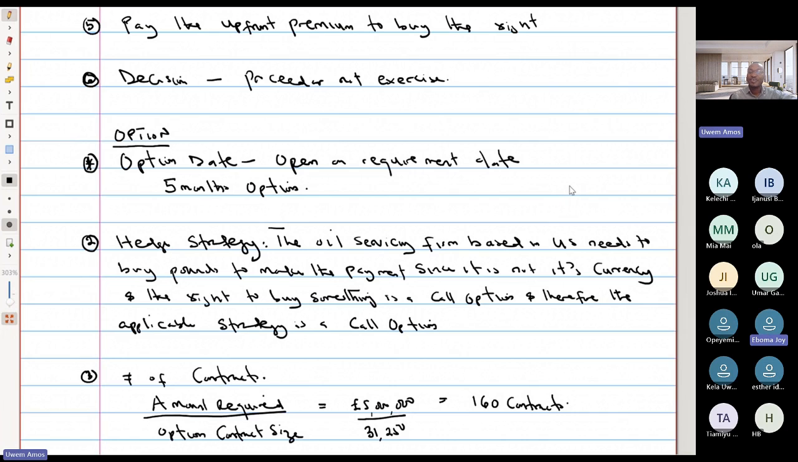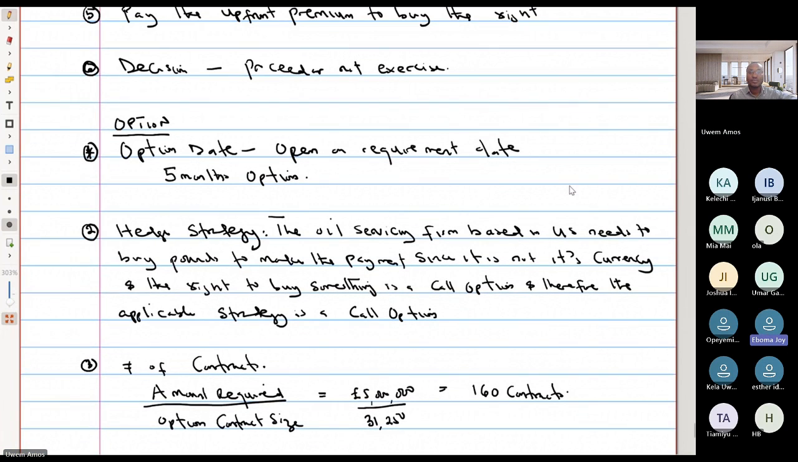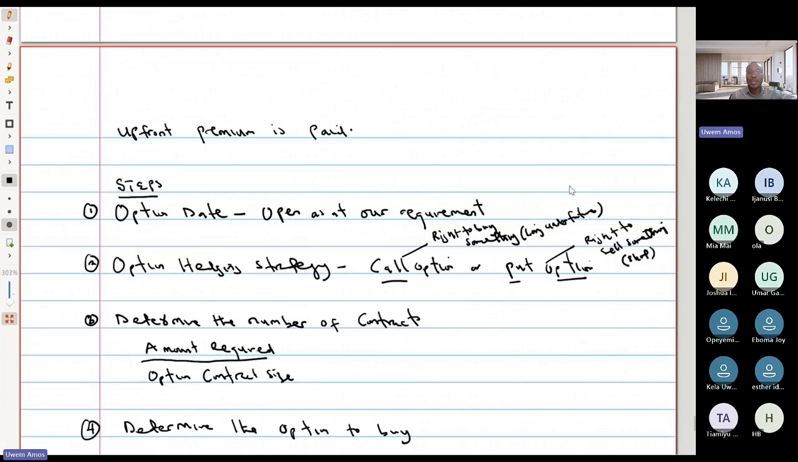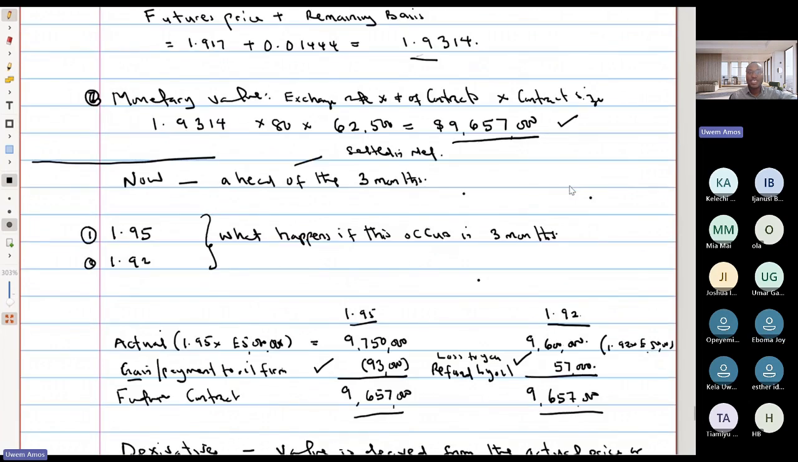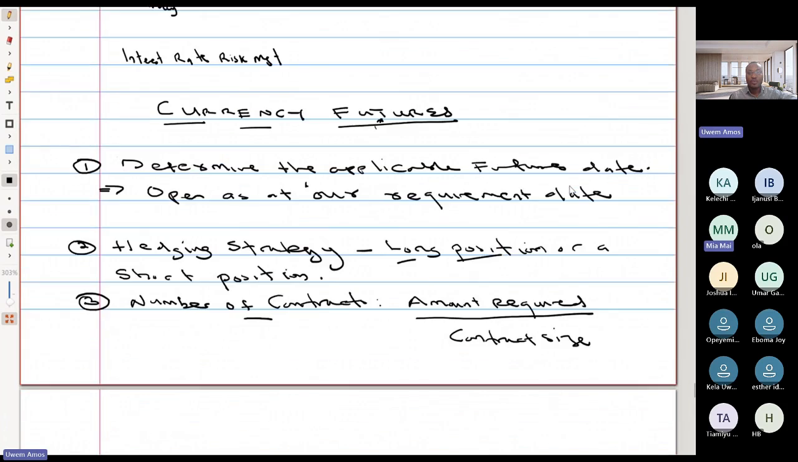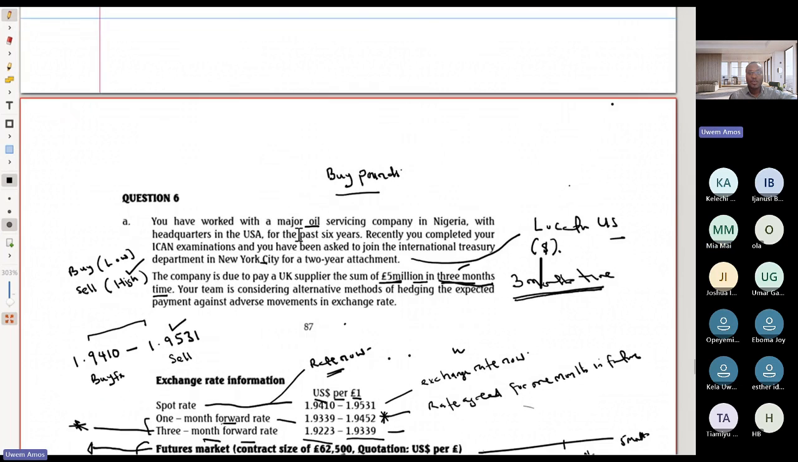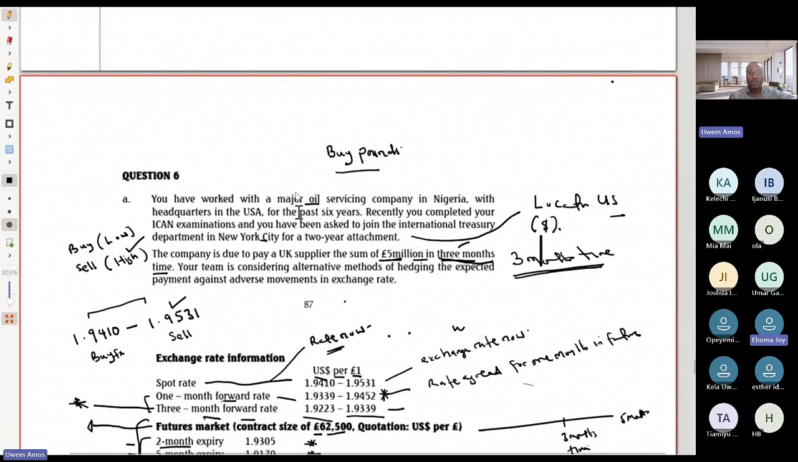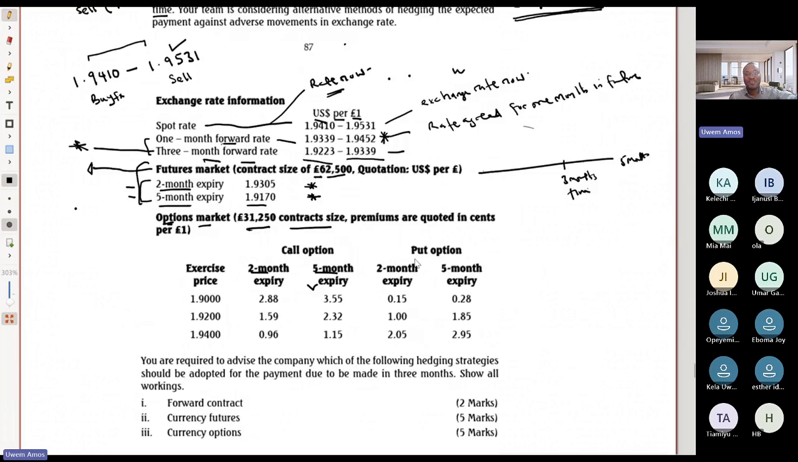Yeah, please go ahead. Please, where is the 5 million amount required? That 5 million pounds. Okay, so that is the payment. Yeah, so that's the payment that the oil servicing firm needs to make. And that's right here. Can you see it? This is the US company. It needs to pay in a different currency, which is the pound, and it needs to pay 5 million pounds. So that's the amount it requires to make that payment. Okay. Thank you, sir. All right. You're welcome.